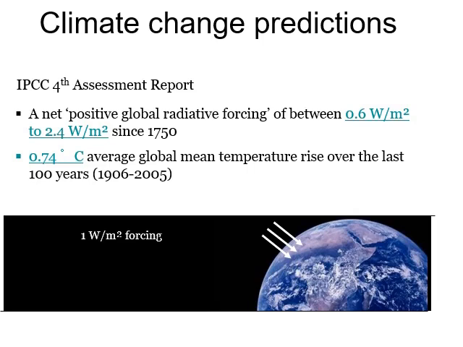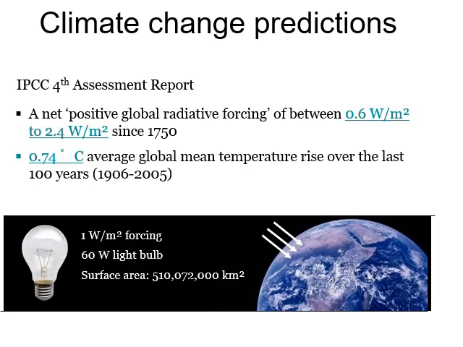And just to give an example, this 0.6 watt per square meter to 2.4, 1 watt per square meter forcing is like a 60 watt light bulb. So if we multiply by the surface of the earth, which is given in square kilometers here, we will find that it's equivalent to 8.5 billion light bulbs.